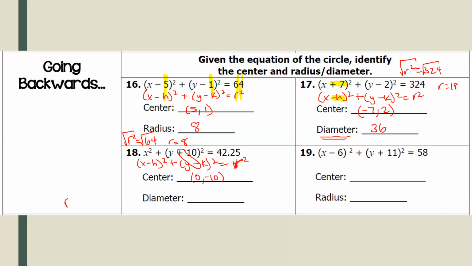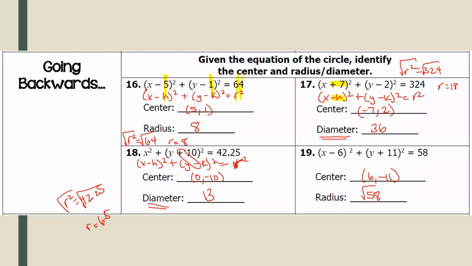Radius squared, so r squared is 42.25. When you take the square root of both sides there, we get 6.5. That's the radius. This is asking us for diameter. Diameter is 2 radii, so the diameter is 13. Go ahead and try number 19. What's the center? What's the radius? Try 19 now.